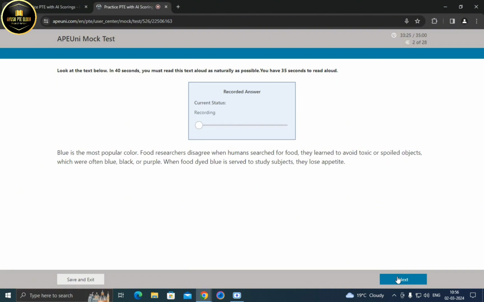Blue is the most popular color. Food researchers disagree. When humans searched for food, they learned to avoid toxic or spoiled objects, which were often blue, black, or purple. When food dyed blue is served to study objects, they lose appetite. Suppose if you mispronounce any word, अगर कोई भी word है वो mispronounce हो जाता है, what you can do is like you can speak it, don't skip or don't stop in between.